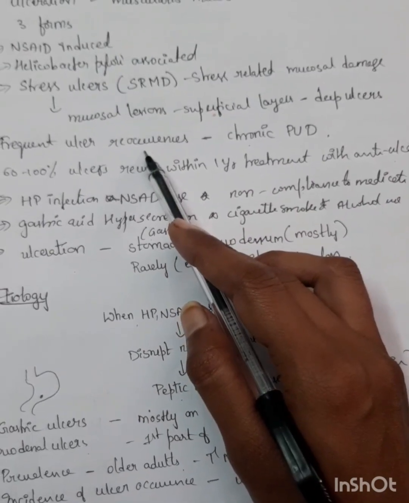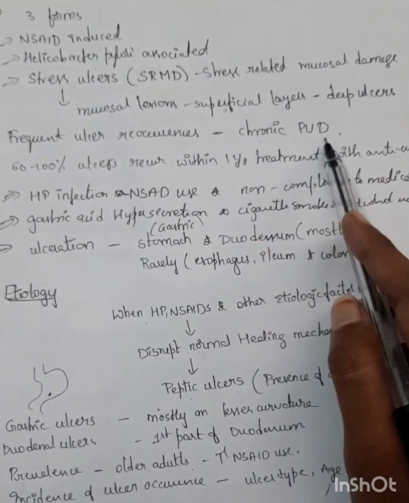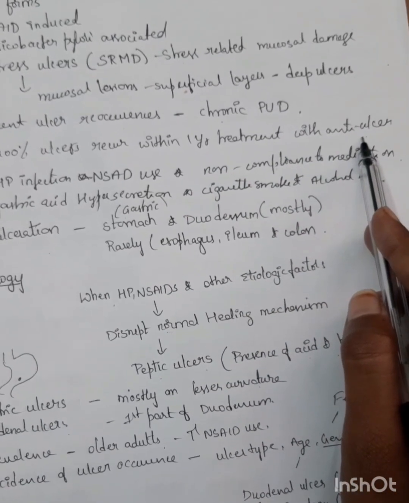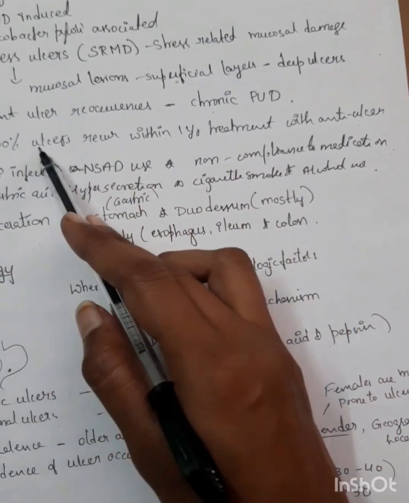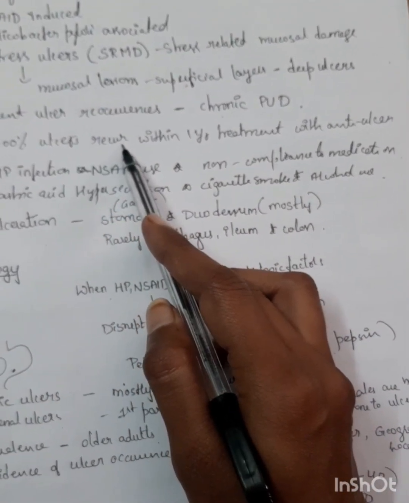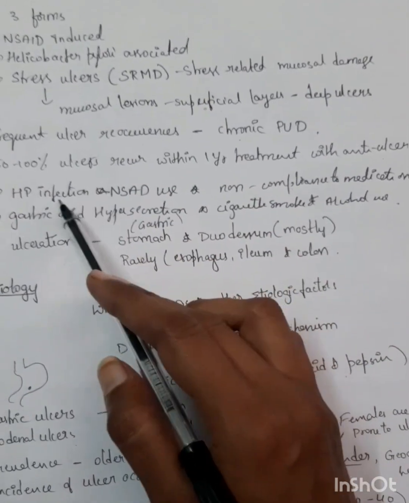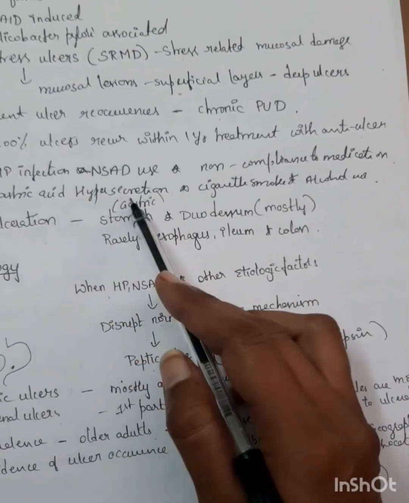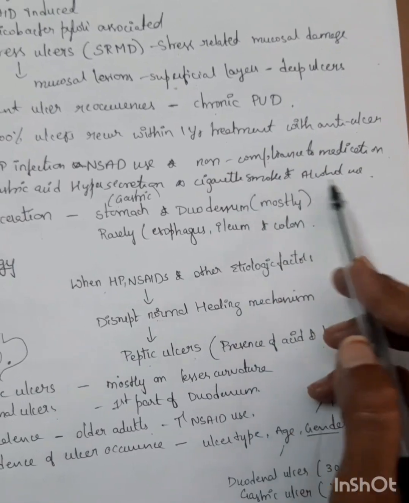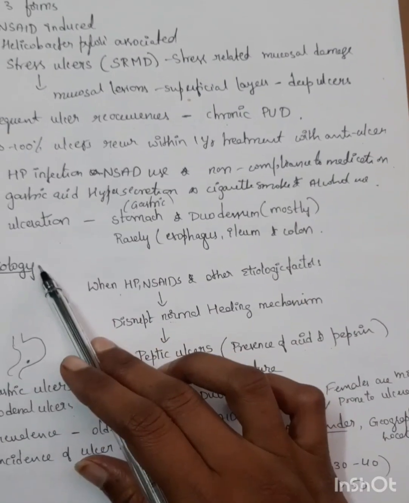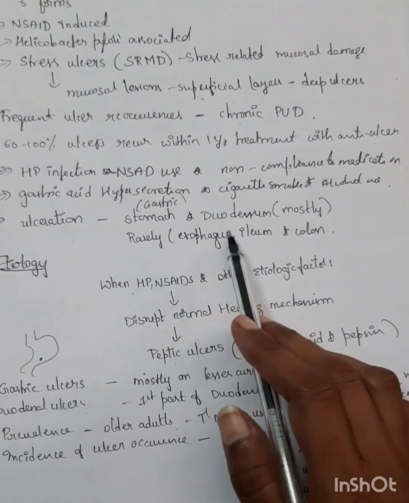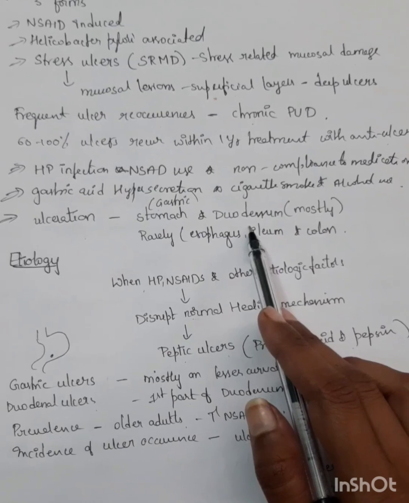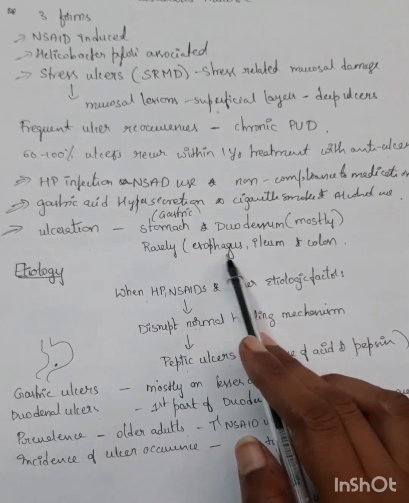So, if the ulcers are occurring frequently, it is termed as chronic PUD. PUD means peptic ulcer disease. So, after treating with anti-ulcer regimen, within 1 year, 60 to 100% ulcers reoccur. This is because of HP infection, NSAID use, non-compliance to the medication, gastric acid hypersecretion, cigarette smoke, alcohol use, etc. So, ulceration occurs mostly in the stomach and duodenum. Stomach ulcers are termed as gastric ulcers, duodenum ulcers are called duodenal ulcers. Ulcerations rarely occur in esophagus, ileum and colon.